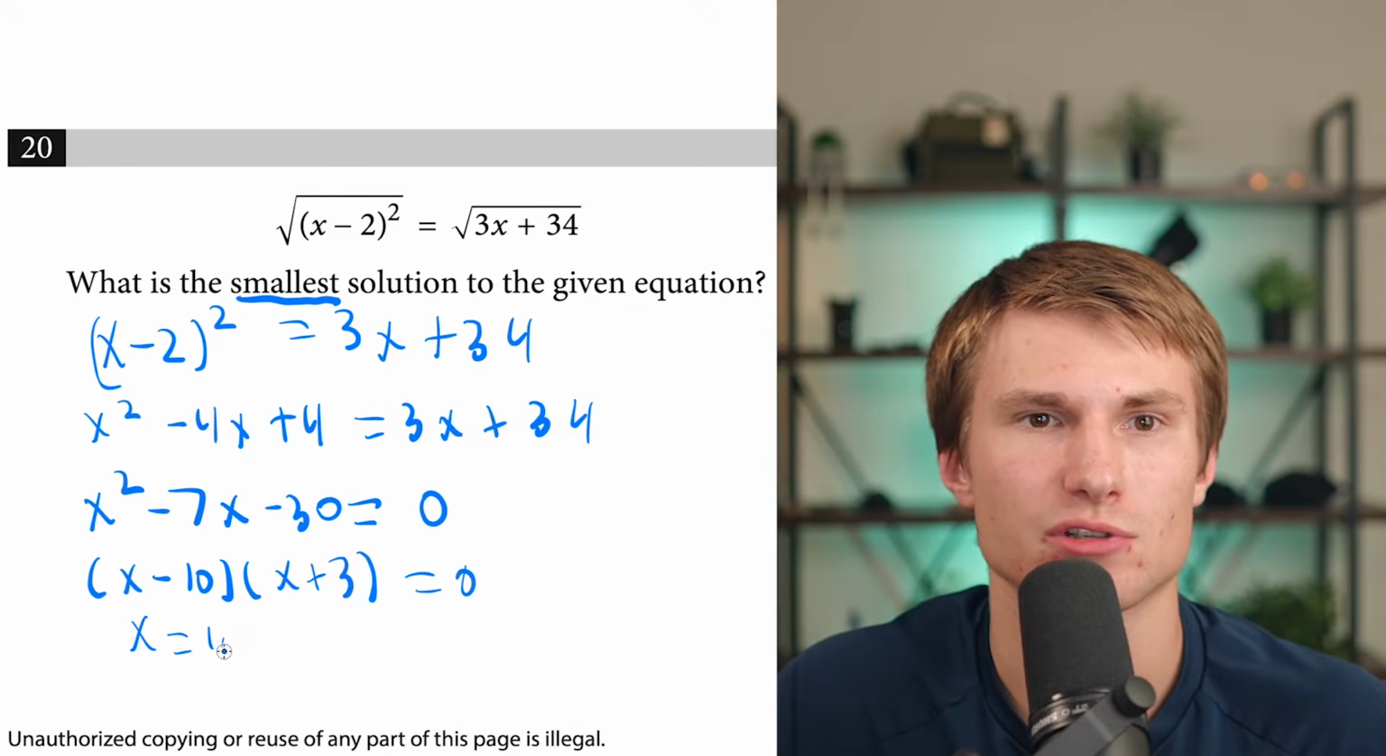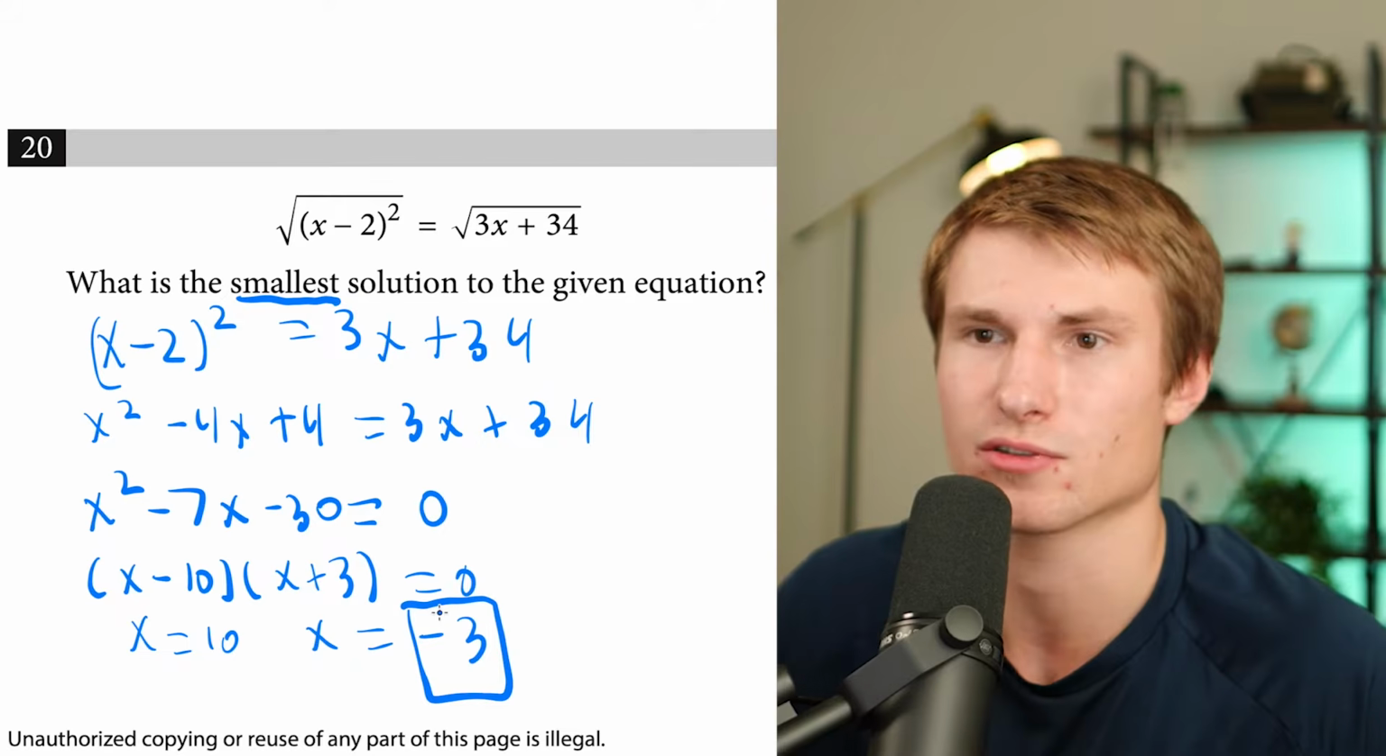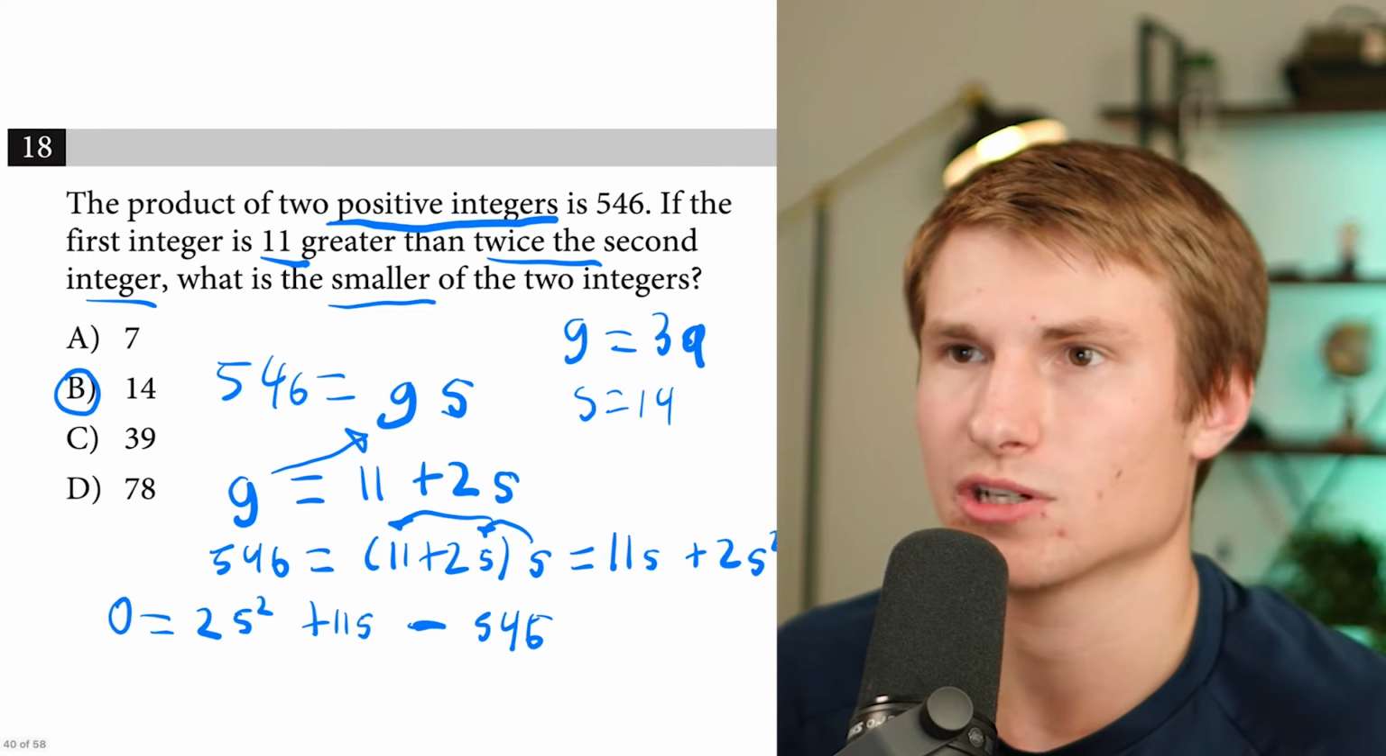Anyways, we need the smallest solution. We see our two solutions here are x equals 10 and x equals negative 3. The smaller of the two is x equals negative 3. So negative 3 is our answer. That being said, we can go ahead and move on to our next question, which I believe is question number 21.